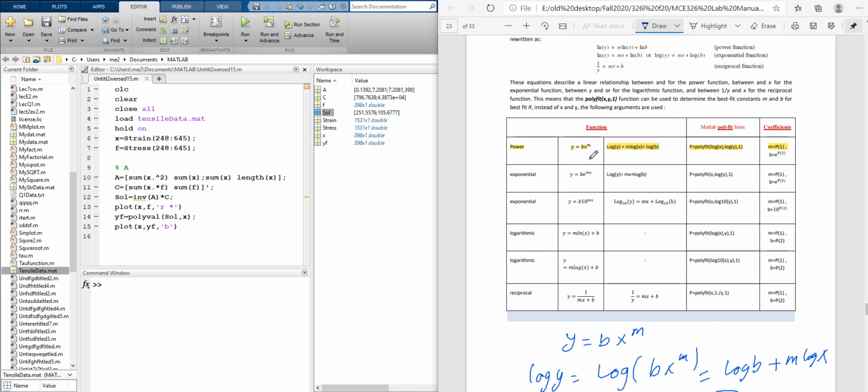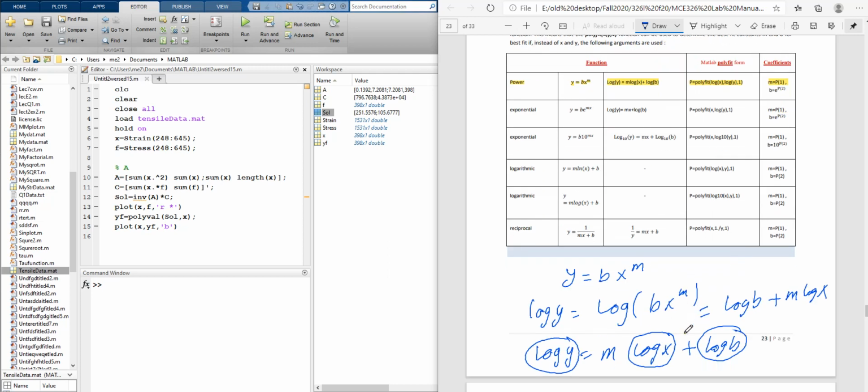Log b is a constant. Here it is the data in the x-axis, here it is the data in the y-axis. So the relation between log y and log x is linear. So we can use the polyfit. Yes, I can use the polyfit. How can we use the polyfit? I can say the polyfit value equals polyfit, data in x direction is log x, data in y direction is log y, and first order polynomial.